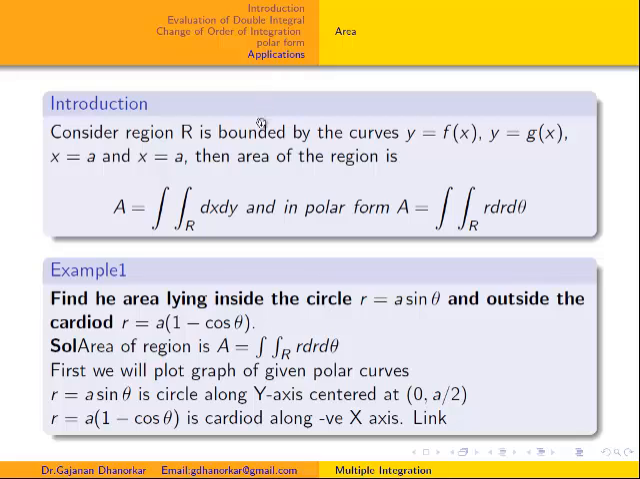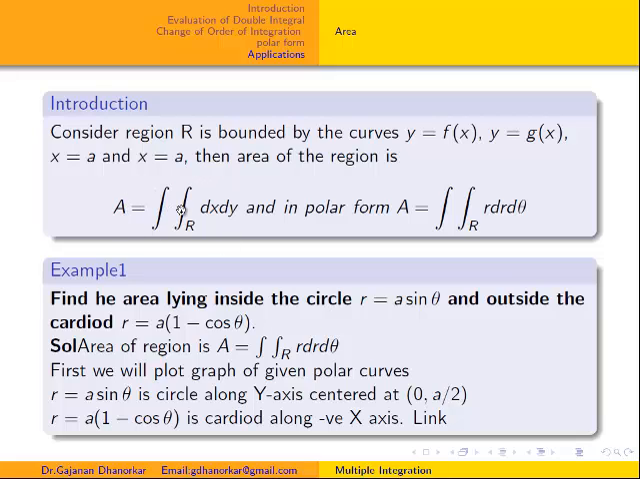Now here, suppose our region is given and this region is bounded by the two curves y is equal to f of x and y is equal to g of x, and x equal to a and x equal to b. Then the area of this region is given by A is equal to double integration dx dy. This is the formula to find the area of this region R.